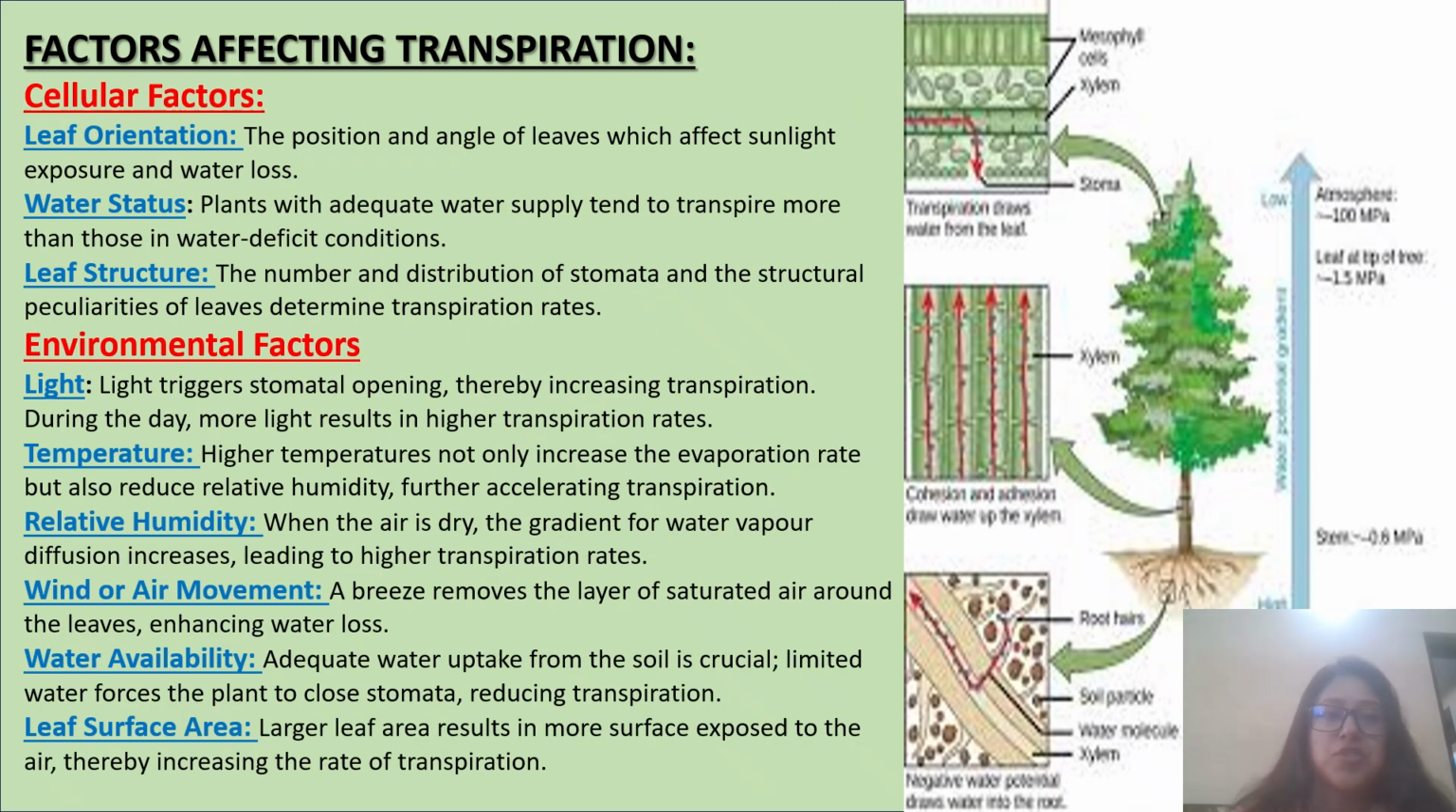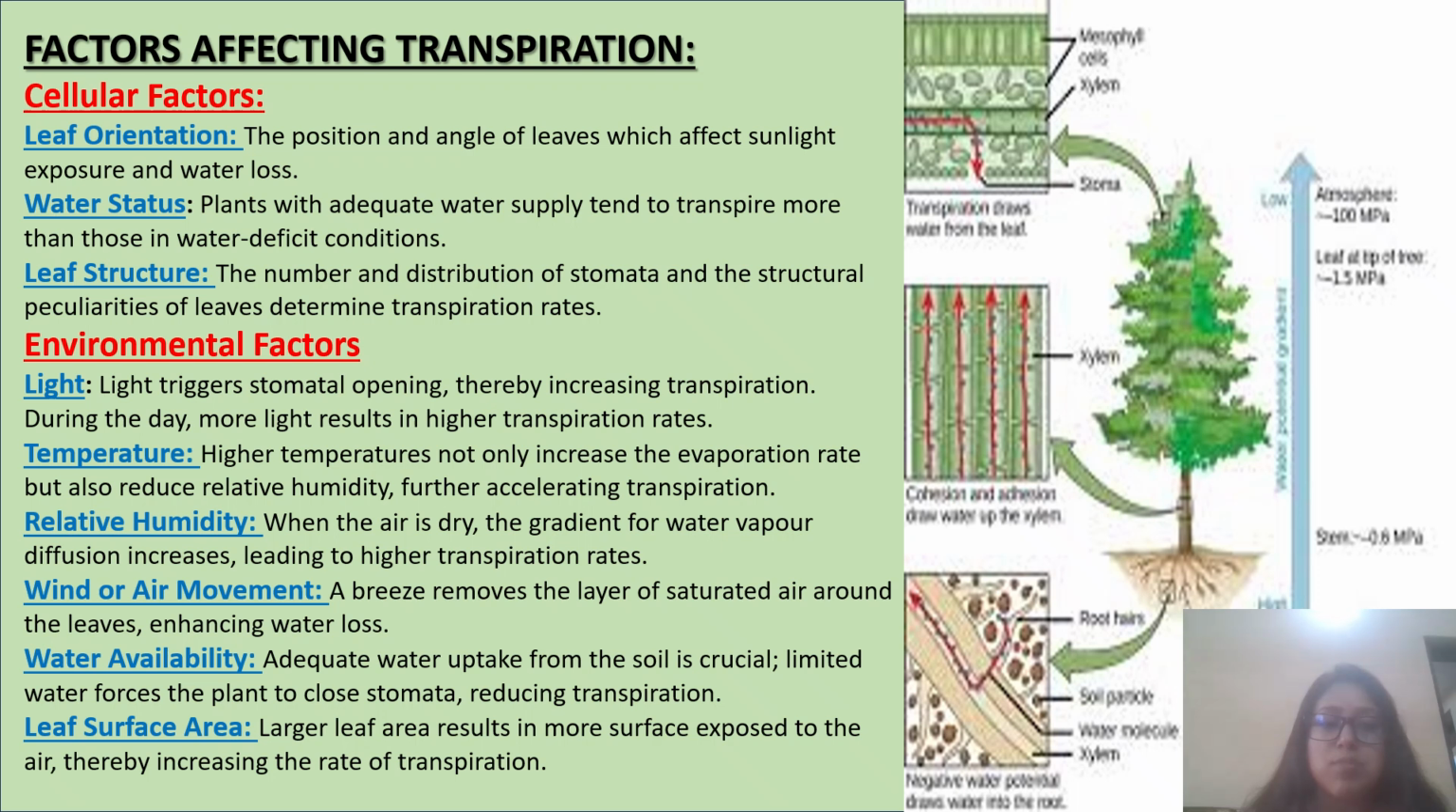Factors affecting transpiration. Which factors affect transpiration? That is, cellular factors. Cellular factors mean leaf orientation, water status, and leaf structure. So, leaf orientation: the position and angle of leaves, which affect sunlight exposure and water loss. Next, water status. Plants with adequate water supply tend to transpire more than those in water deficit conditions. Next, leaf structure. The number and distribution of stomata and the structural peculiarities of leaves determine the transpiration rates.